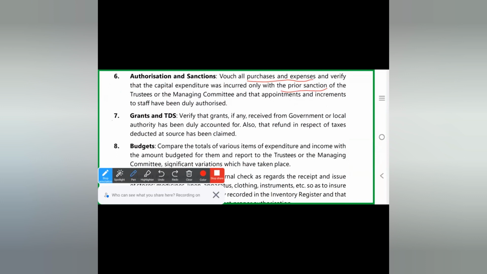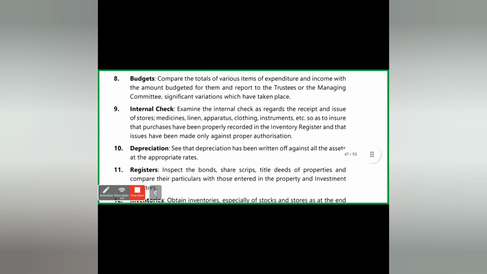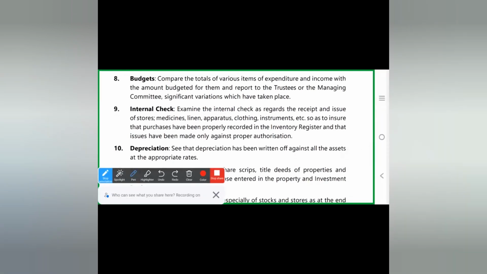Next is grants and TDS. Verify that grants, if any, received from government or local bodies have been duly accounted. Also, refund in respect of tax deducted at source, that is TDS, has been claimed. In case of budgets, compare the total budget, the total of various items of expenditure and income with amounted budget and report them to the trustees or managing committees with significant variations.